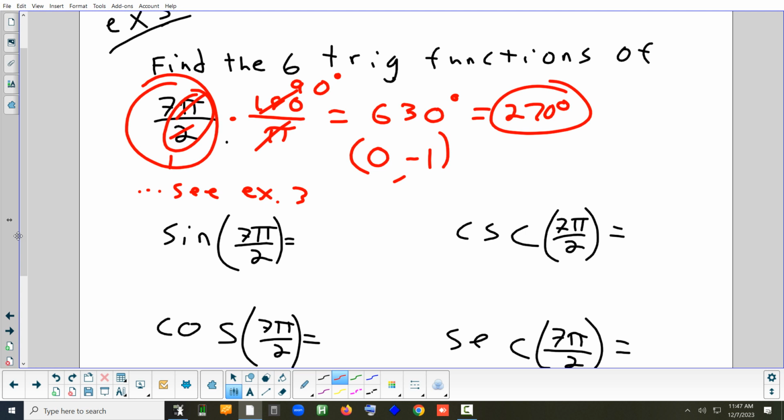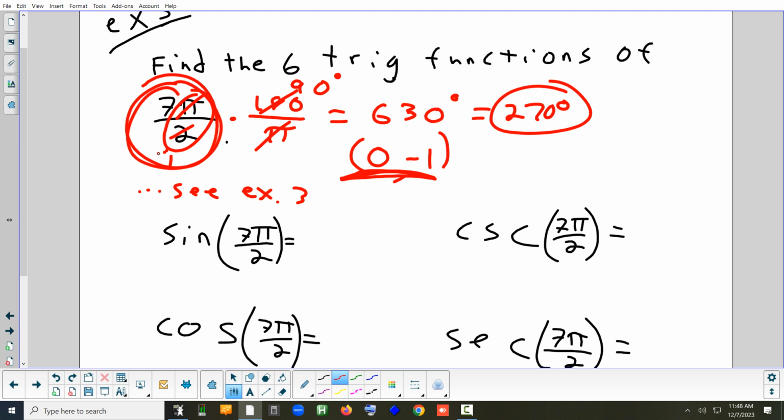So you still need to know how to find the location of this point. The calculator won't be able to tell you if it's 0, -1. You can't get this information from the calculator. Does that make sense? Yeah, I guess. So the calculator can't give you the coordinate for 7 pi over 2, and I'm going to ask you for that.